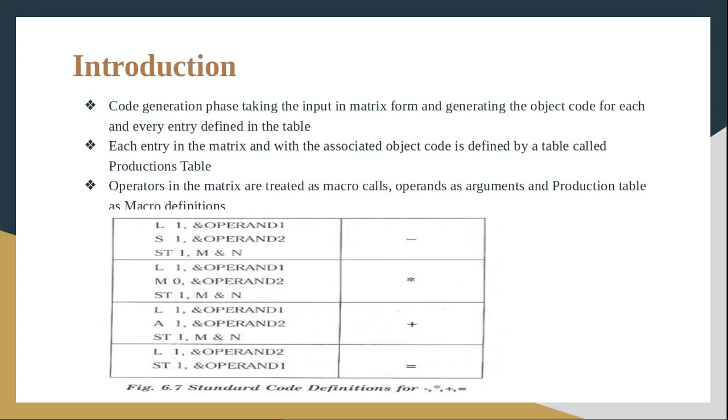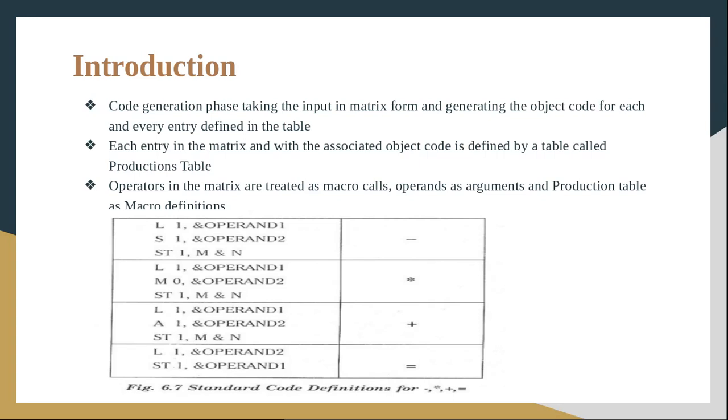That production table will be considered as the macro definitions, and each operator will be considered as our macro call, and the corresponding operands of each operator will be considered as the arguments. Okay, so this is how we are going to implement the conversion of matrix entry into object code.